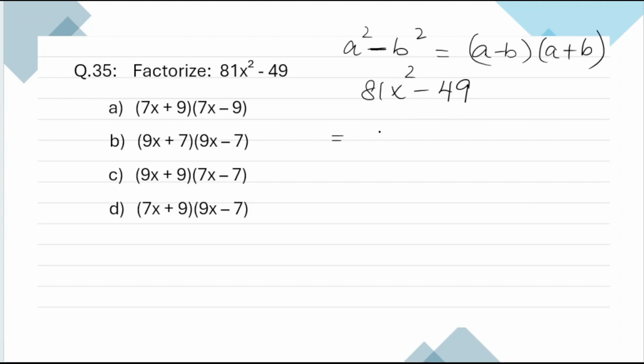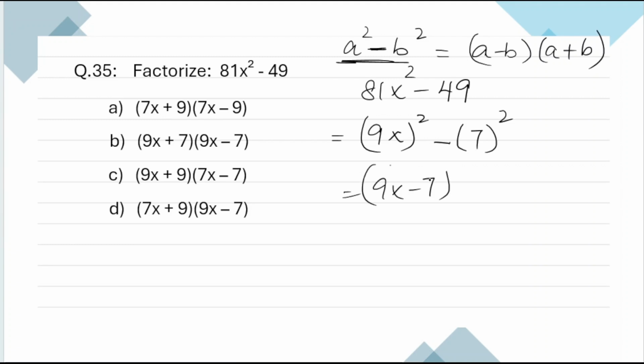81x square can be written as 9x whole square, because 9 square is 81, x square, minus 49 is the perfect square of 7. So it's 7 square. And now see, it has taken the shape of a square minus b square. A square minus b square. So a minus b, 9x minus 7. A plus b, 9x plus 7. And that is our answer, B choice, B option.